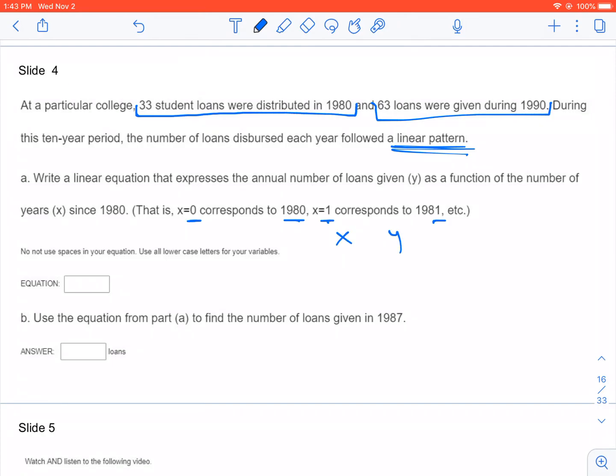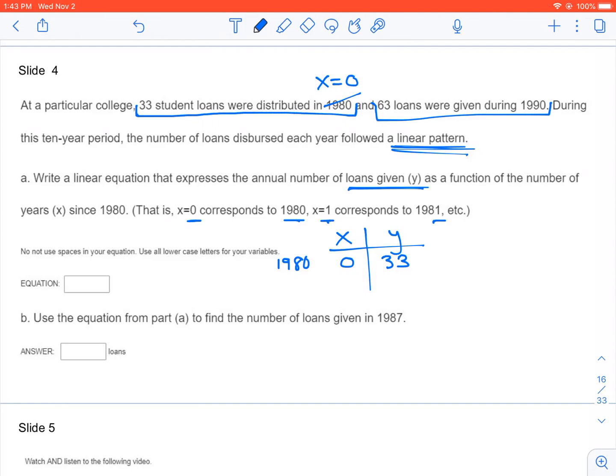First thing I'm going to do is set this up in a table so that I have some information handy. 33 student loans, and the loans are Y. So I'm going to put my 33 over in the Y column. And it also says 1980, but we're going to call that X equals 0. So we have a 0 right here, and that's going to be 1980.